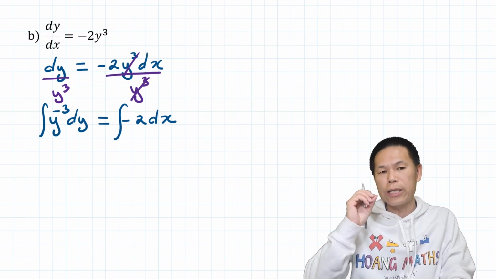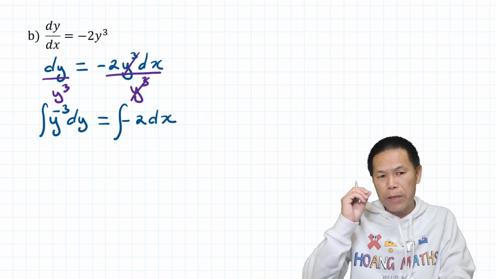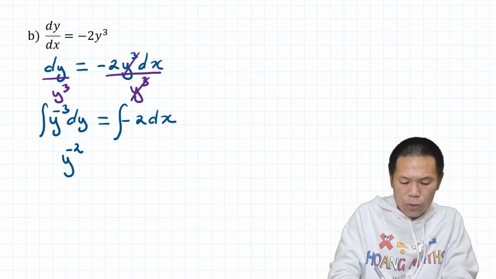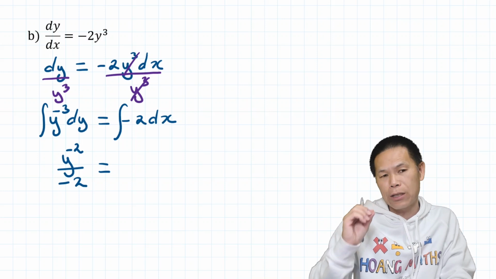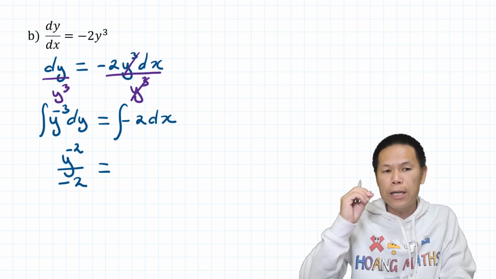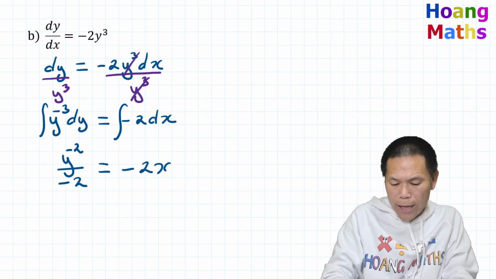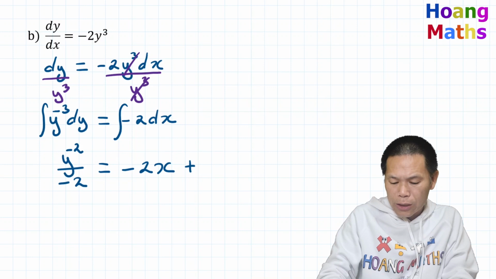So now integrate y power negative 3 dy, which is add 1 to the negative 3 becomes minus 2. So that is y to the negative 2 divided by negative 2. And then integrate negative 2 dx, with respect to x, will give me negative 2x. So negative 2x, and then we need to add a c after we've done the integrations.